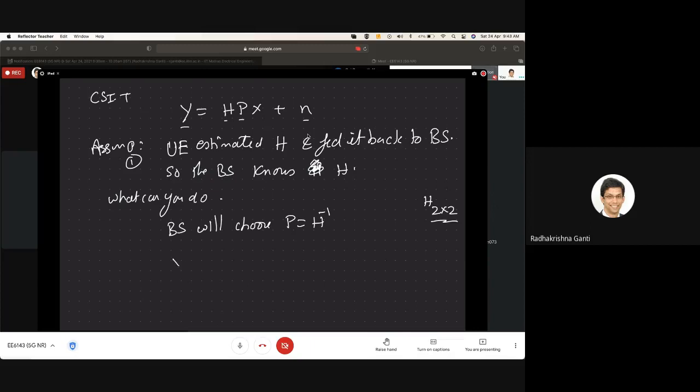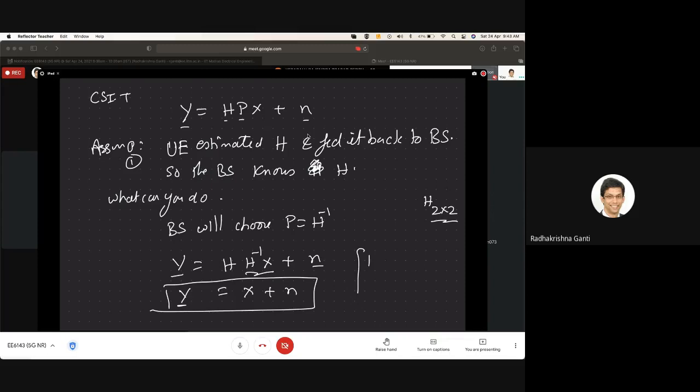Then what will the UE receive? You will receive H inverse X plus noise. This is what the base station is transmitting through the channel. So this is equal to X plus noise. So what I want to tell you is the precoder can be equal to channel inverse. There are some constraints on this, but in a general sense, this can be done.